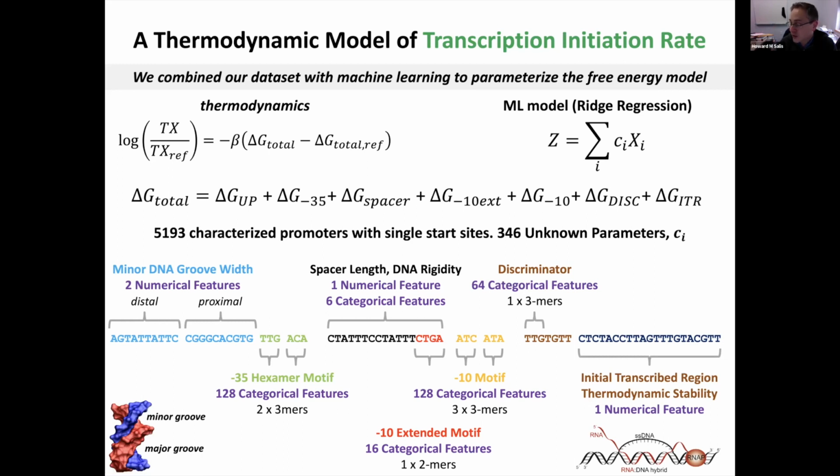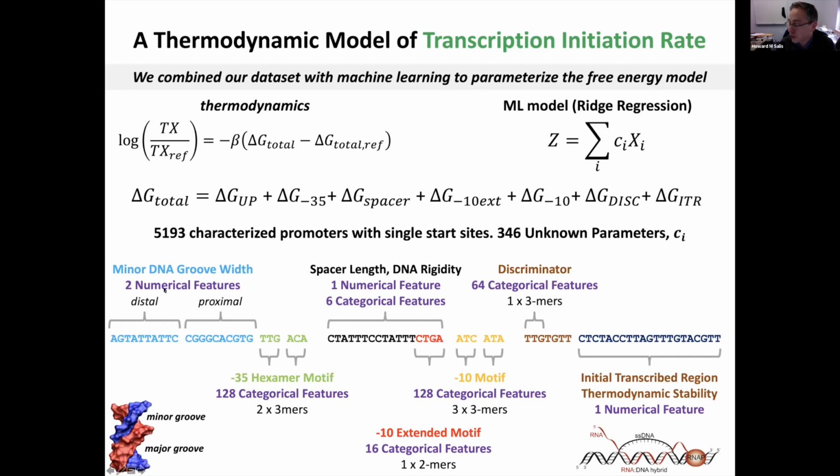And those features might be numerical. For example, we can actually calculate the minor DNA groove width for the upstream up element. And we know that that minor DNA groove width will have an effect on the binding free energy, delta G up. But we don't exactly know what that effect is, but we know that the DNA's minor groove width has an effect, okay?